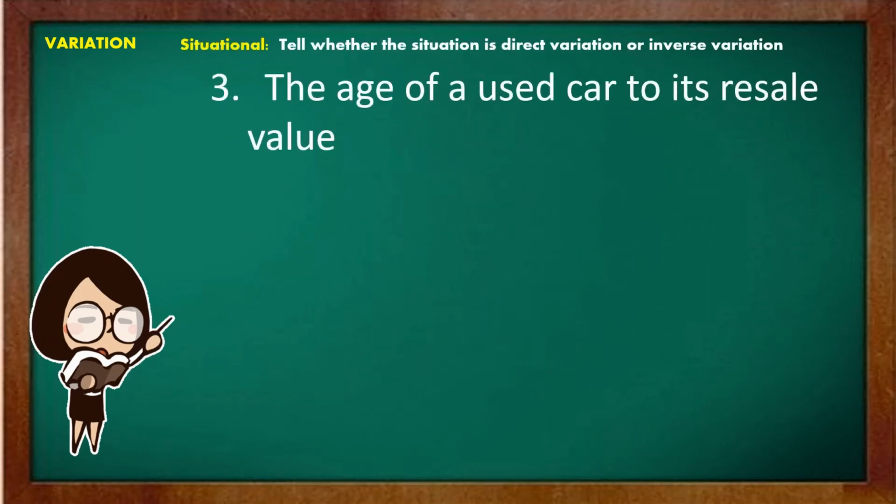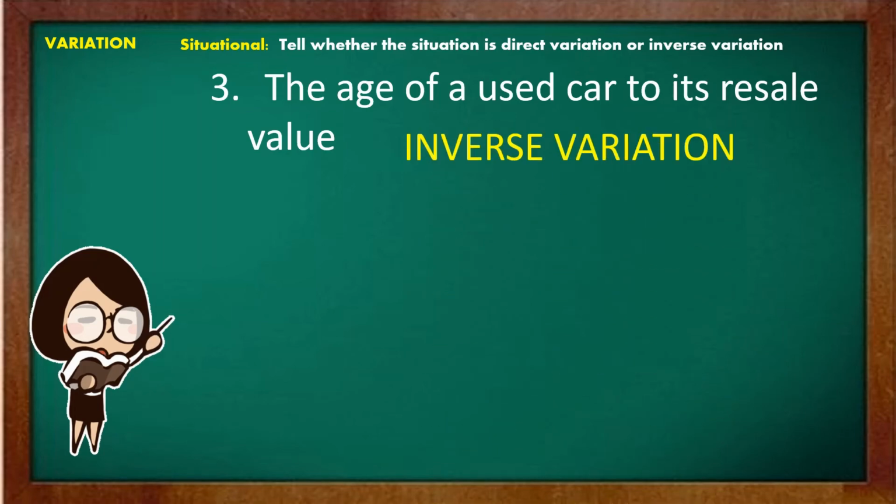Number 3, the age of a used car to its resale value. Okay, binili mo yung car ngayon ng mahal. After 10 years, magkano na lang yung car mo? So, habang tumatagal, bumababa ang value ng car mo. So, that is inverse variation.